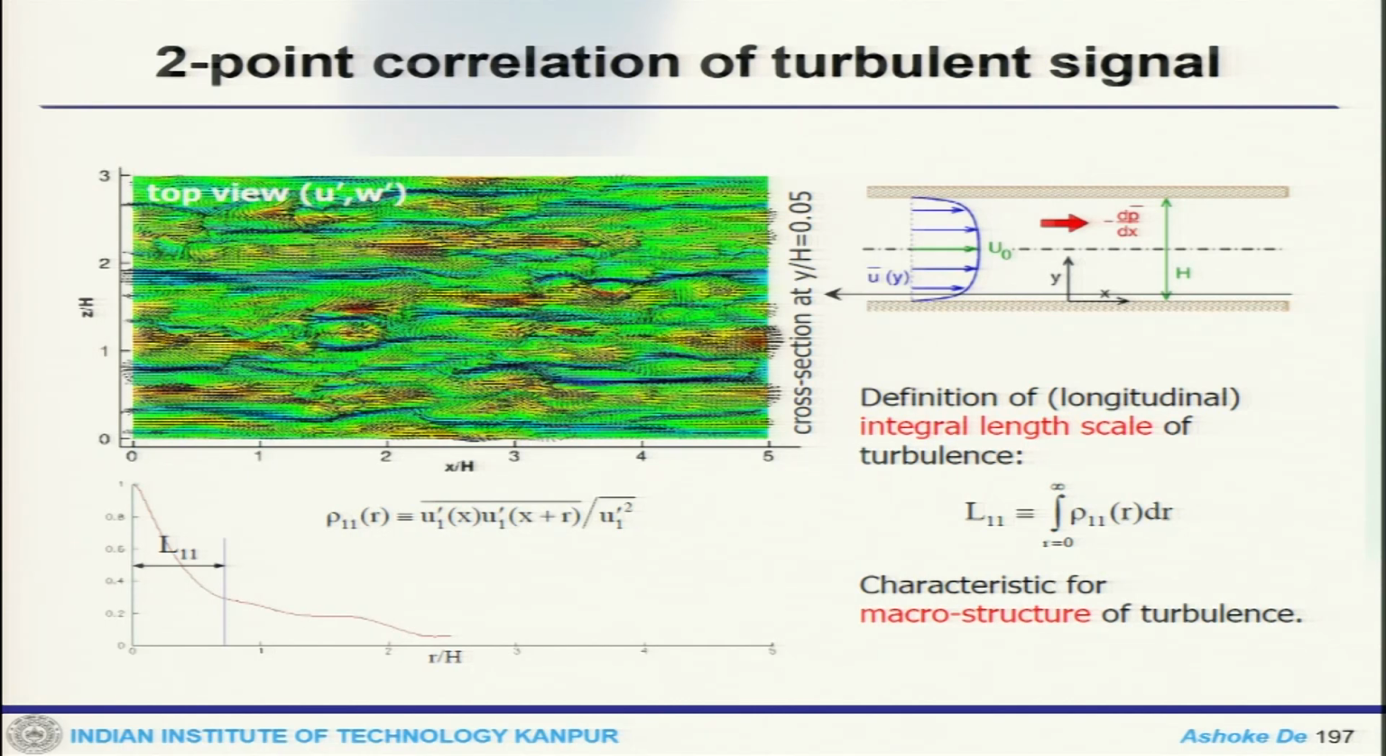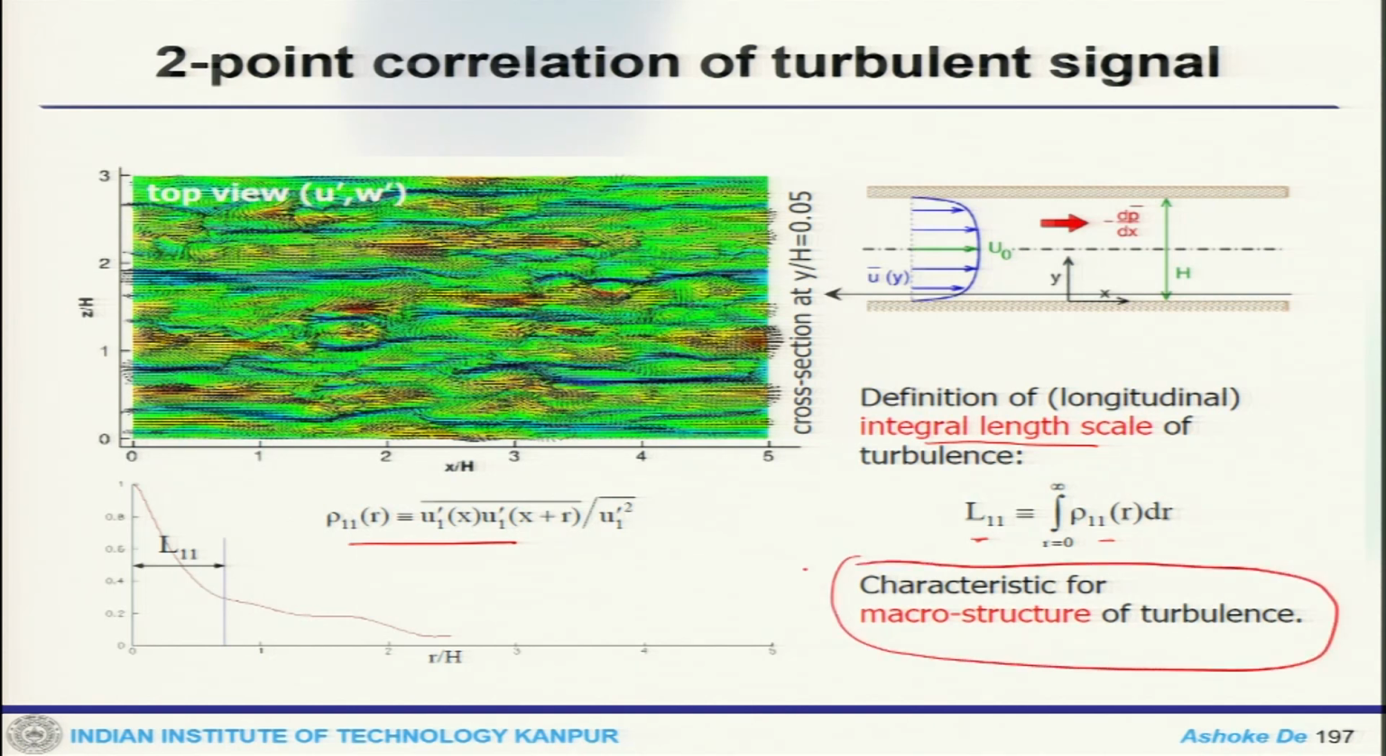Now again, if you look at the same calculation of the channel flow and plot this normalized variable, this is how it actually varies, and from here one can define the integral length scale. The integral length scale would be the integration of rho 11 dr. This is a characteristic of the macrostructure of turbulence, where you get an estimate of your integral length scale.